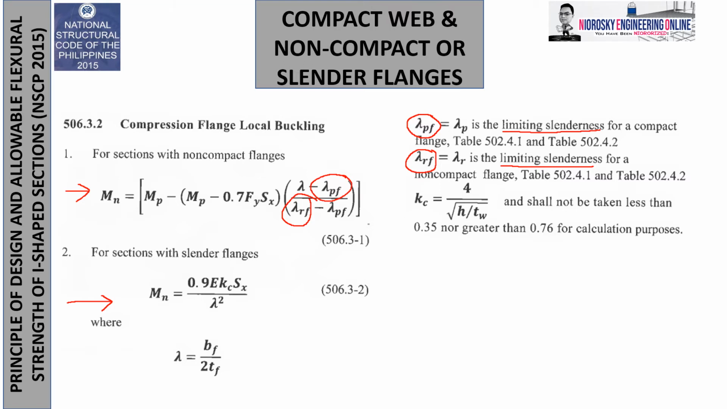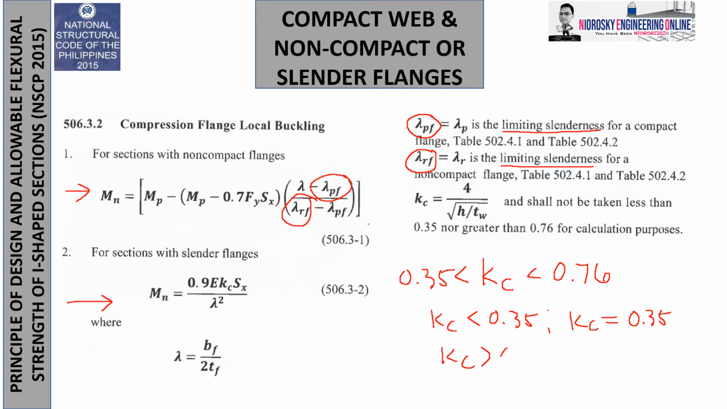And then the k sub c should be 4 over the square root of h over tw and shall not be taken less than 0.35 nor greater than 0.76 for calculation purposes. Ibig sabihin niyan, yung kc natin ay napapagitnaan ng 0.35 at saka ng 0.76. Pag bumaba ka sa 0.35, if kc is less than 0.35, automatic 0.35 na yung kc natin. So therefore, if kc naman natin ay nag-more than 0.76, then your kc should be 0.76. Kasi that's what the paragraph says, shall not be taken less than. Okay?